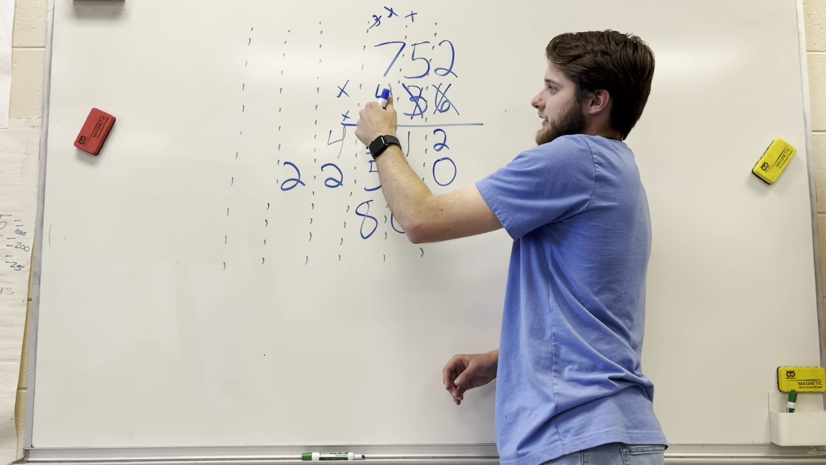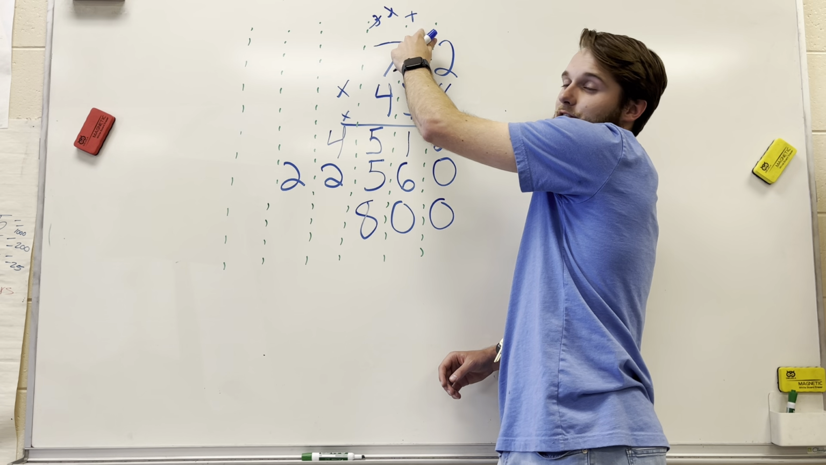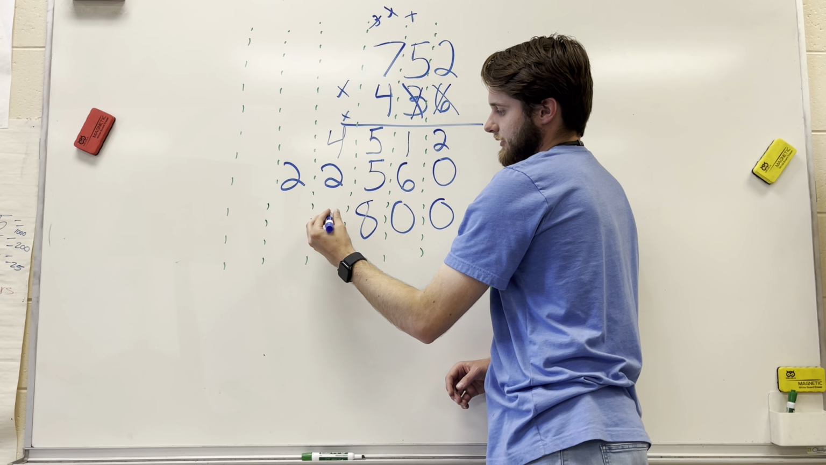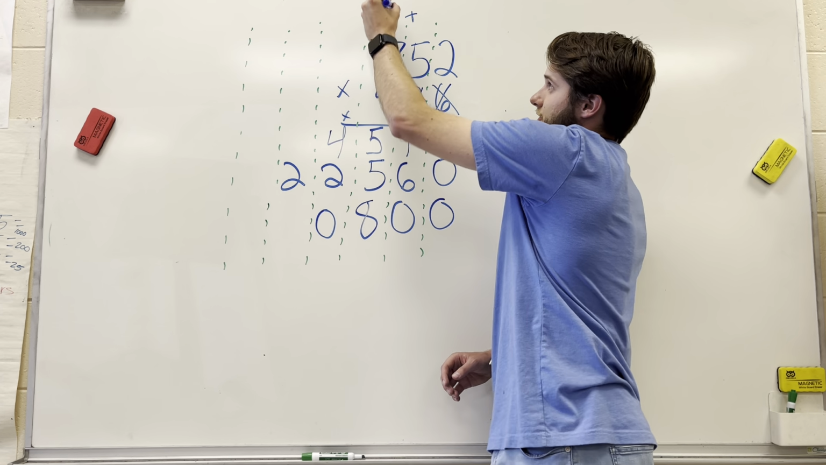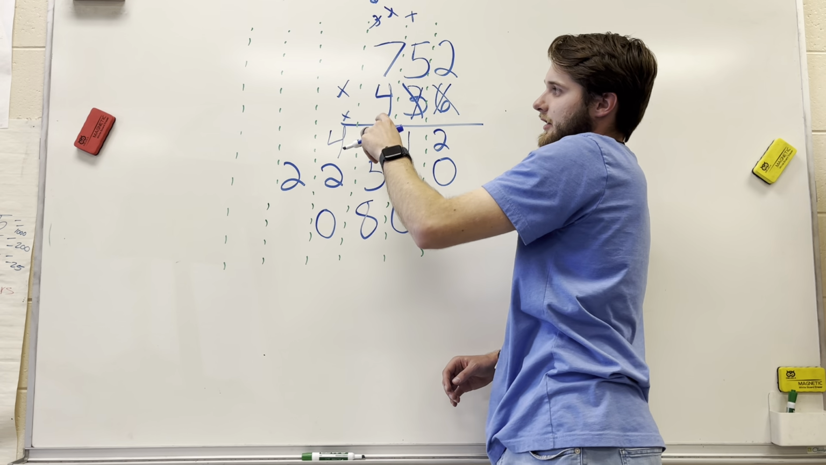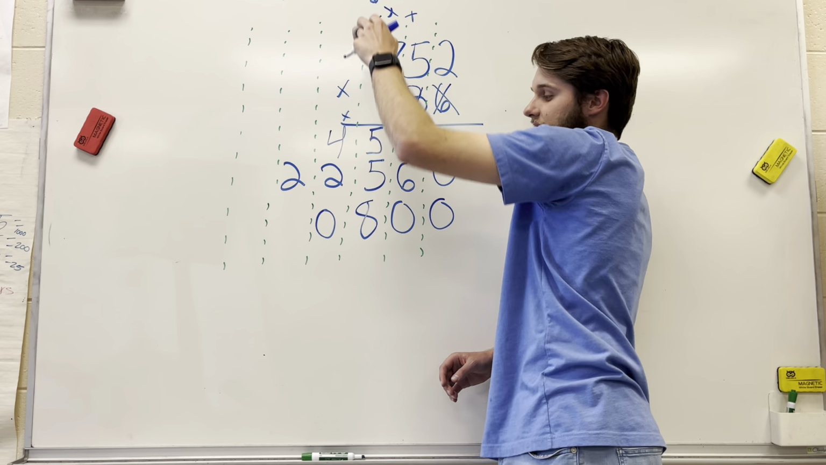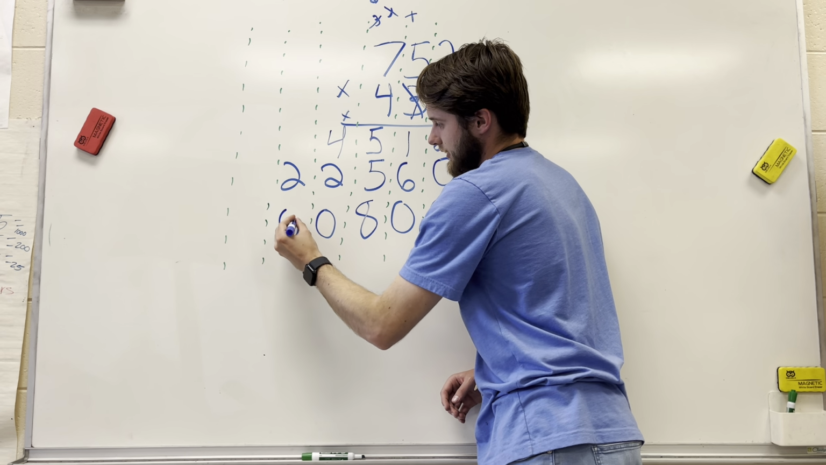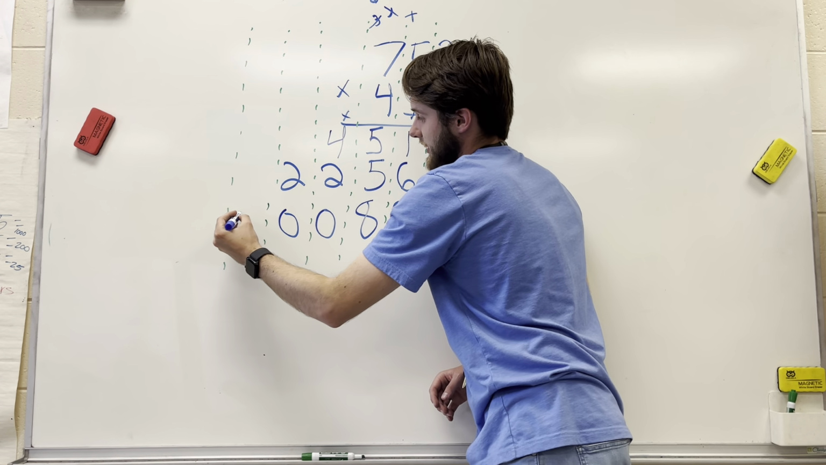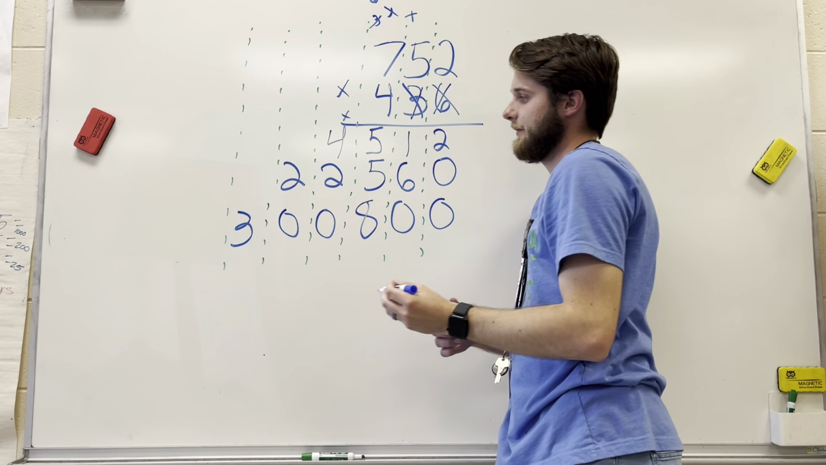Yep, I'm doing good. 4 times 5 is 20. So I write my 0. I bring my 2 to the next place value. 4 times 7 is 28. Plus 2 is 30. So I write my 0. There's no number here anymore, so I just write my 3.